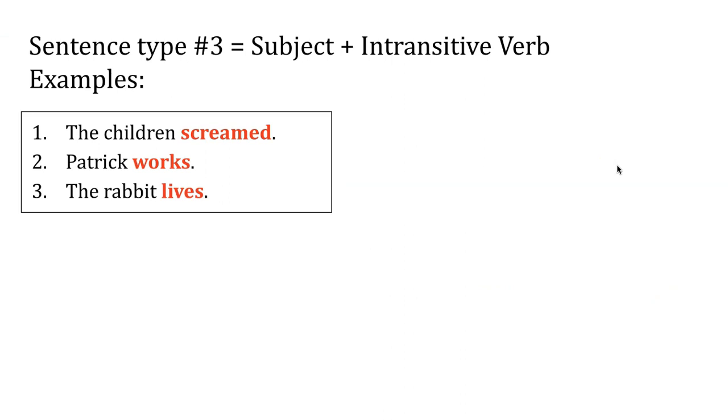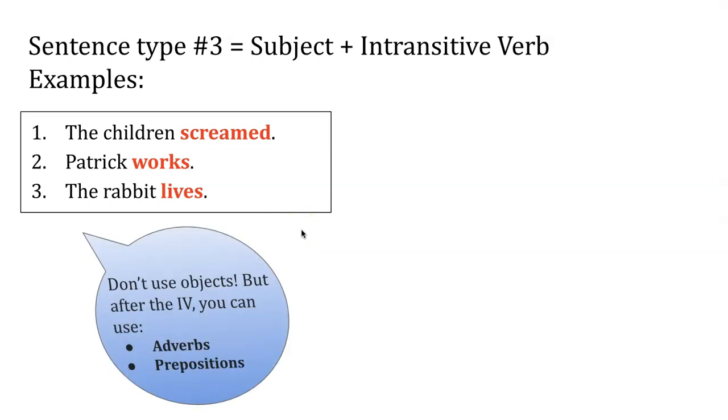On this page, you can see there are 3 examples of this new sentence type. Number 1, the children screamed. So in this example, you can see the subject is the children and the intransitive verb is screamed. Number 2, Patrick works. Again, this is a subject and intransitive verb sentence type. Patrick is the subject, works is the intransitive verb. The rabbit, in number 3, the rabbit is the subject, lives is my intransitive verb. So these 3 examples are correct sentences.